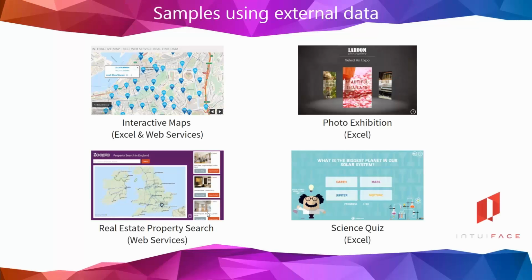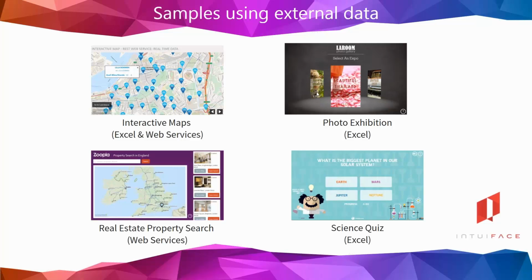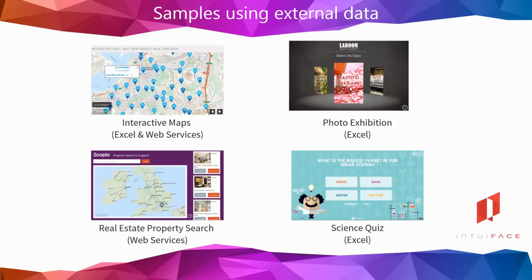Okay, let's start with the samples. After I exit this play mode, because right now I am using Composer in play mode, I will show you where you can download these ones. So you can download the photo exhibition. We are going to reuse the Excel file from this sample today. It's a gallery based on an Excel file with 3 different categories.